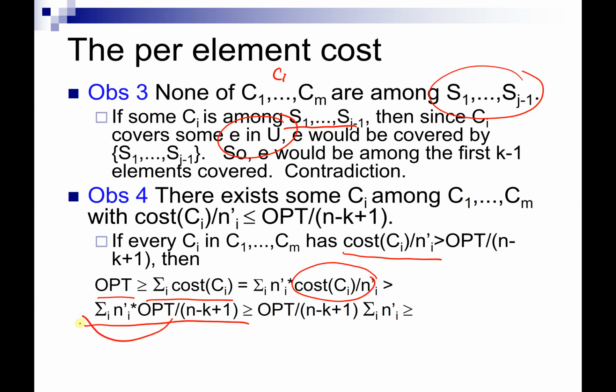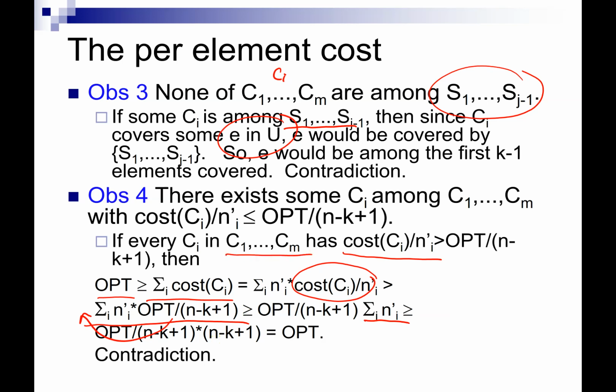Well, now we can just take this part out. This is constant, and so we're left with this. And now what we know is that the sum of all of these m prime i values is going to be at least m minus k plus 1, because all of these C's together are going to cover these m minus k plus 1 uncovered elements. So now we get a contradiction, because we end up saying that the opt is larger than the opt.